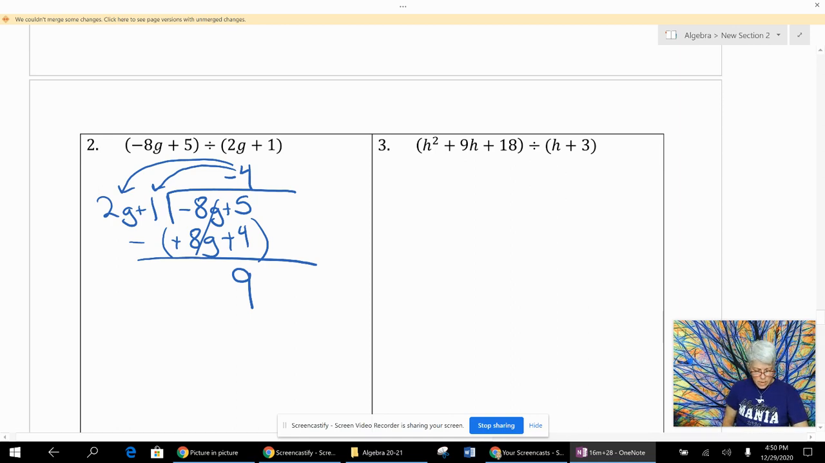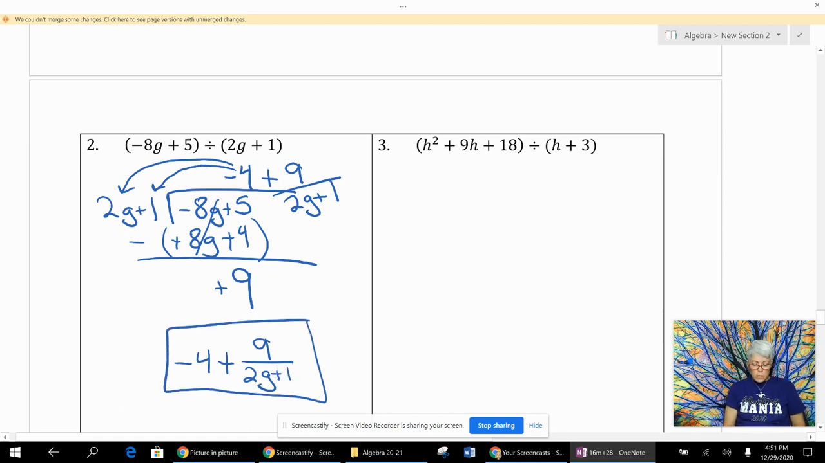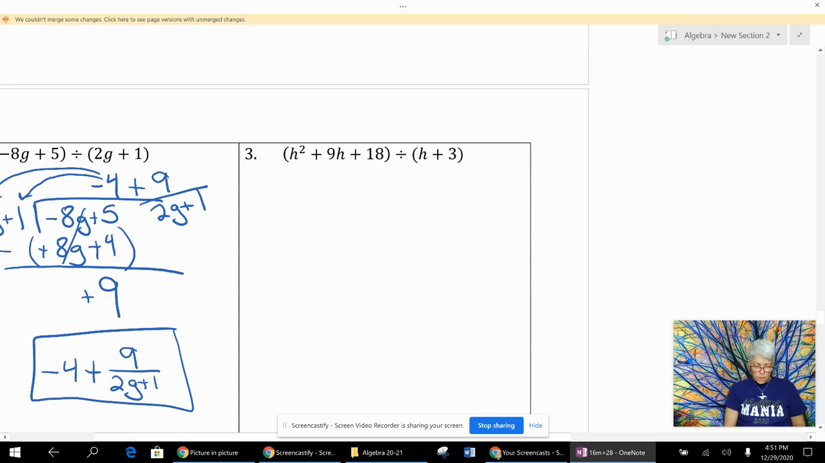So I'm going to put 9 as a positive 9. I'm going to put it over 2g plus 1. Now, there's no way anymore to simplify that, so I'm going to go ahead and rewrite it as negative 4 plus 9 over 2g plus 1. So fun. Let's do another one.